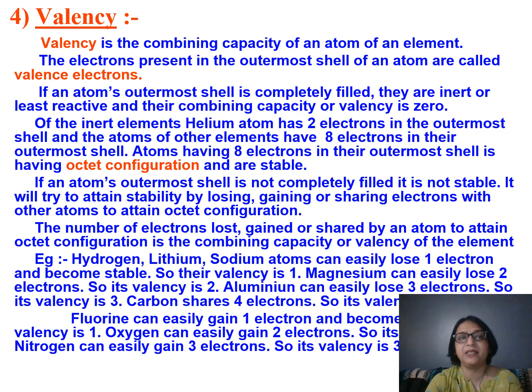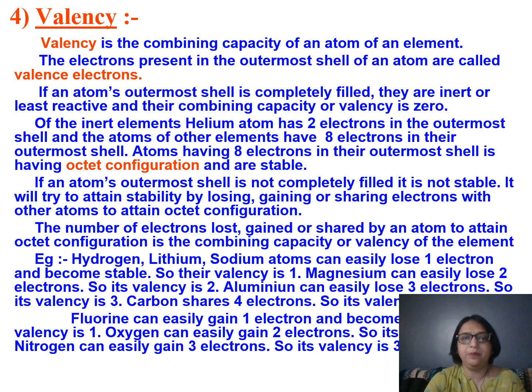The electrons present in the outermost shell of an atom are called valence electrons. If an atom's outermost shell is completely filled, it is inert or least reactive, and its combining capacity or valence is 0.